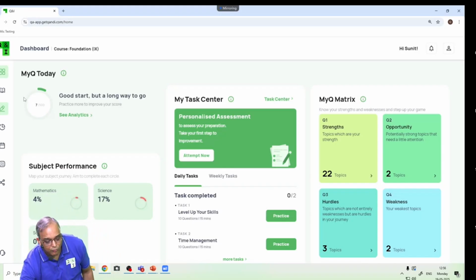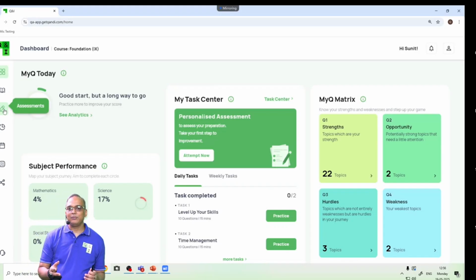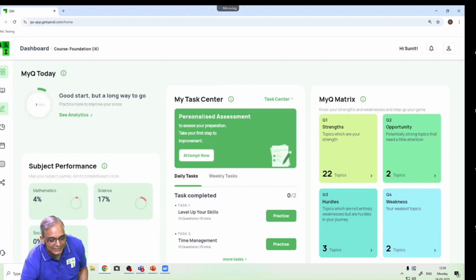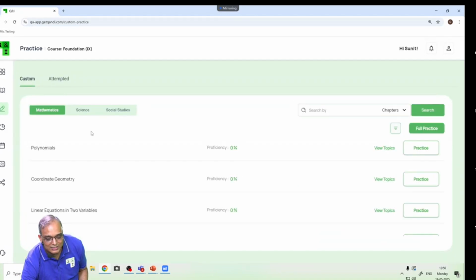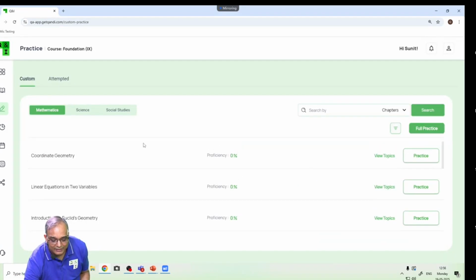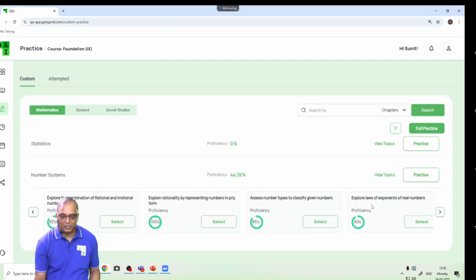Okay. So now, students, what you are going to do after the class, you have to log in on your platform with the login ID and password which you used for the proficiency diagnostic test. Go on the assessment section, click on the assessment section, go on practice, click on custom practice. And then when you scroll down, you will come to this chapter number system at the last. You have to click on view topic, you will see all these topics.